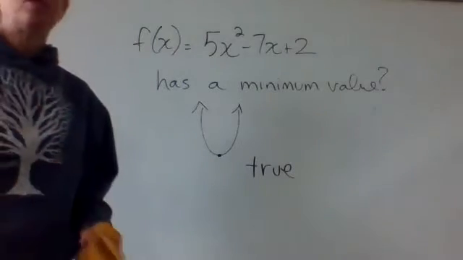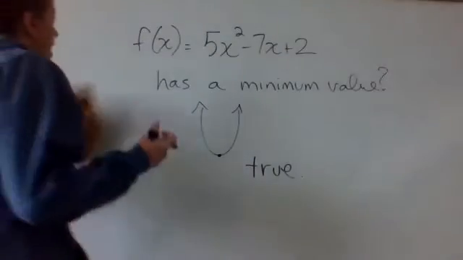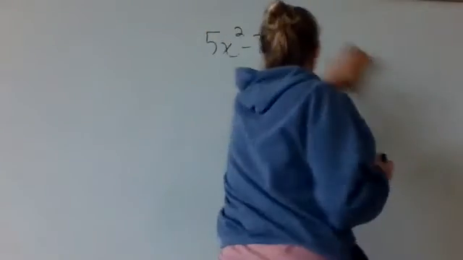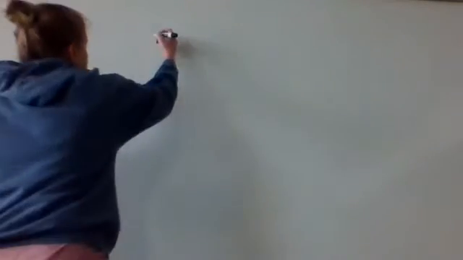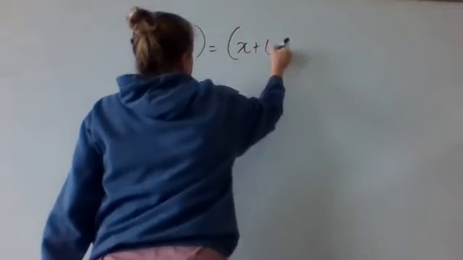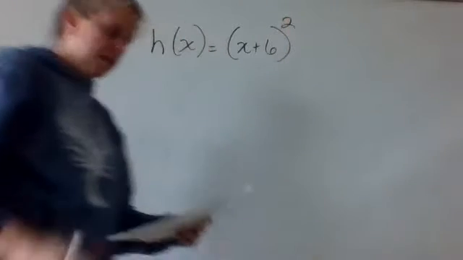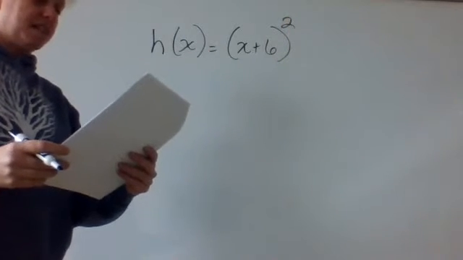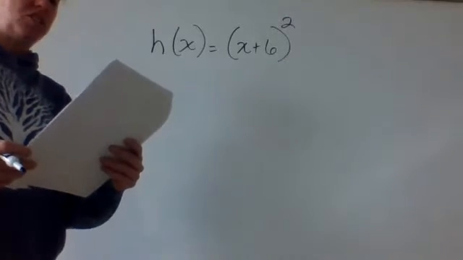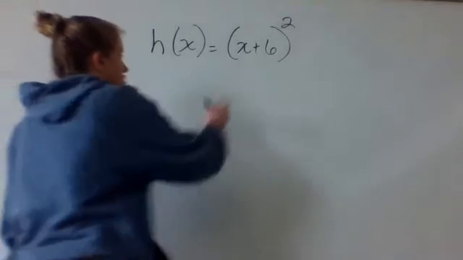All right, number 6 is another true-false question. And this kind of goes back, not kind of, all the way, goes back to our transformation rules. What moves you left, right, and up and down. So it gives us this function. It says the graph of h of x equals x plus 6 in parentheses squared. And then the statement says, the graph of this can be obtained by translating or moving h of x equals x squared left 6 units.